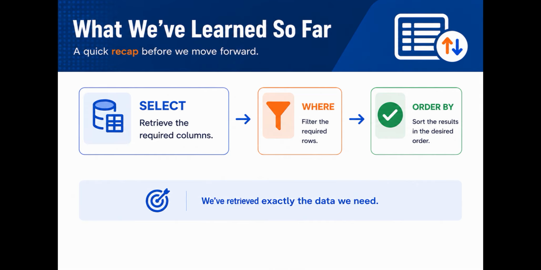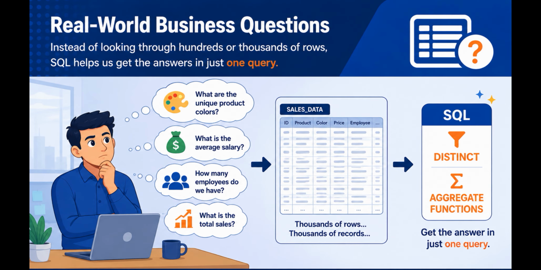So far, we have learned how to retrieve data using select, filter the data with the help of the where clause, and also sort the results using order by. But when working with real world data, we may often come across questions like what unique product colors are available, or what is the average salary, total sales, or what is the number of employees. So instead of looking into hundreds or thousands of rows, SQL provides features that help us in getting answers to these questions in just a single query.